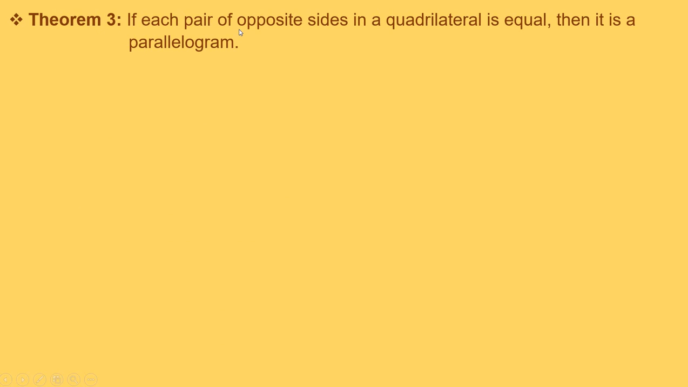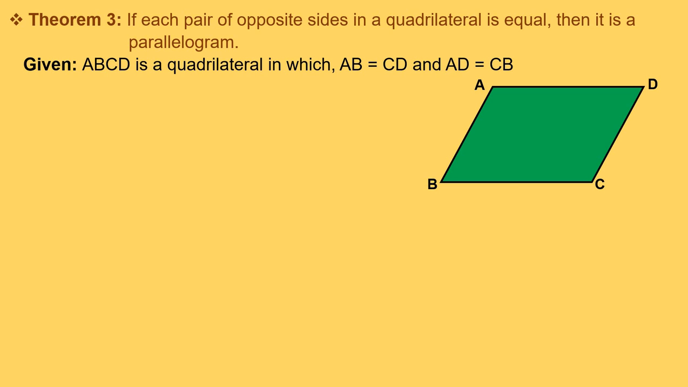Theorem 3: If each pair of opposite sides in a quadrilateral is equal, then it is a parallelogram. We understood that opposite sides are equal in a parallelogram. So, in a quadrilateral, if opposite sides are equal, then it's a parallelogram. That's what we are going to prove now. Given ABCD is a quadrilateral in which AB is equal to CD and AD is equal to CB. Prove ABCD is a parallelogram.